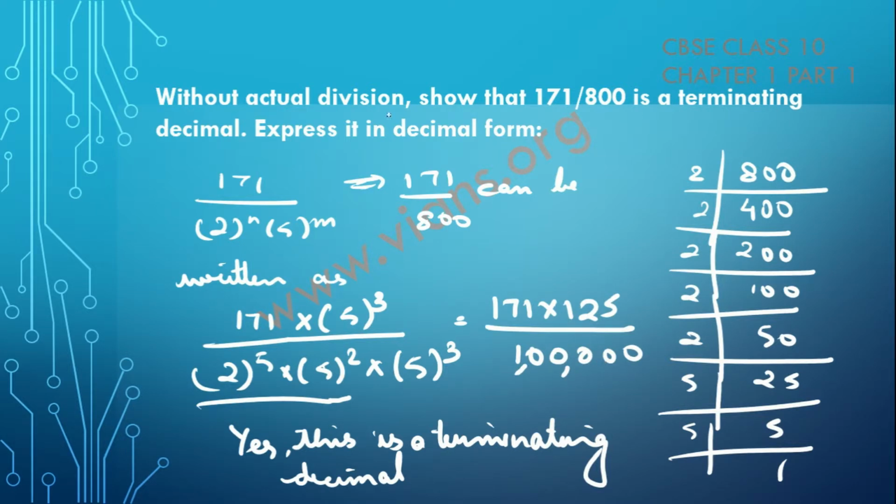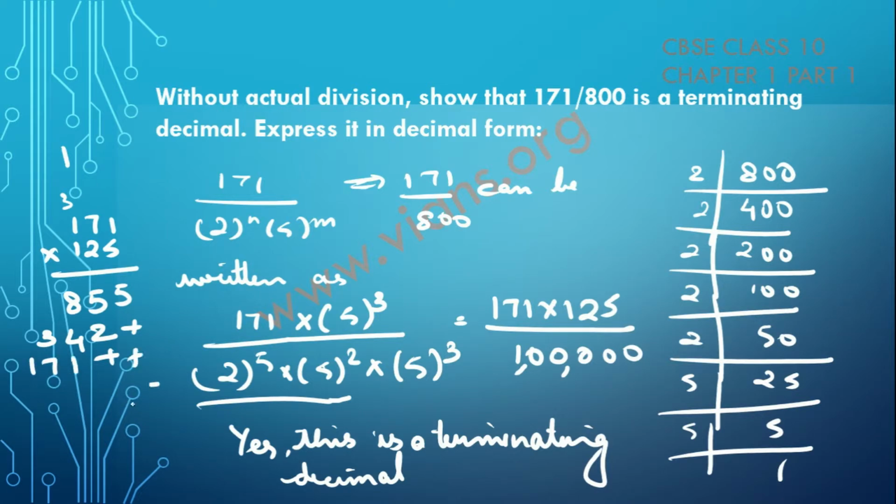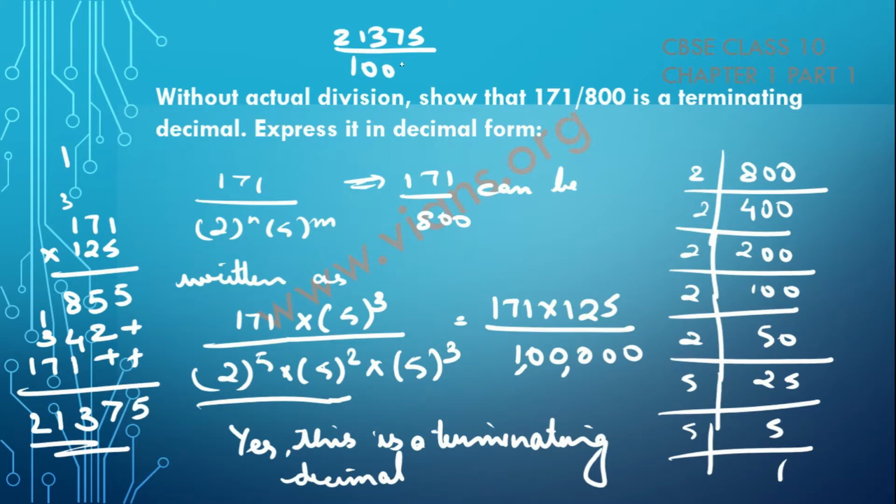Now let's multiply 171 by 125 to see what number we get. 7 fives are 35, 3 fives are 15, and so on; the result is 21375. So that's 21375 divided by 100,000, which is 0.21375, and that's the solution to this particular problem.